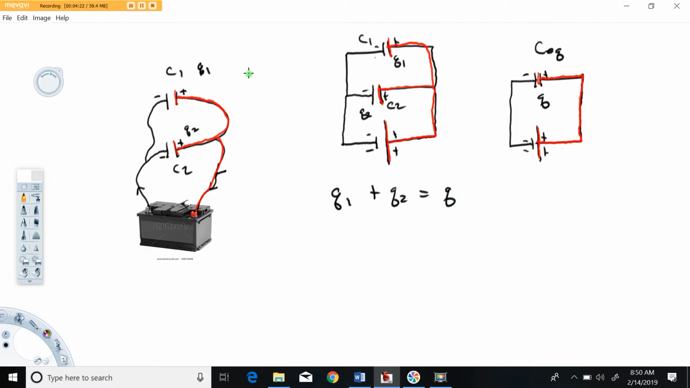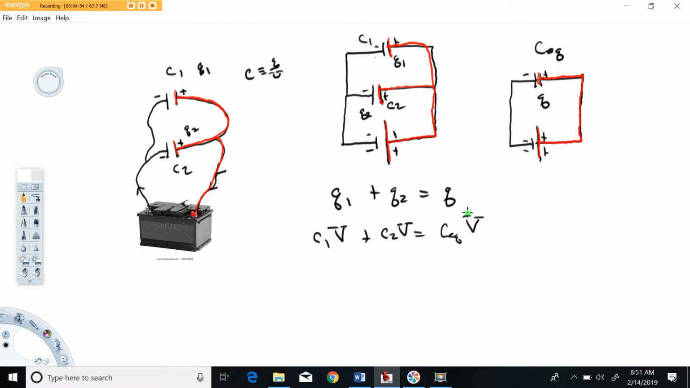And now remember, capacitance is defined as charge over voltage. So charge can be written as capacitance times voltage. This term can be written C1 times the voltage represented by black to red. And then this one can be written C2 times the voltage represented by, again, black to red. And this one, looking over here, can be written C equivalent times the voltage represented by black to red.